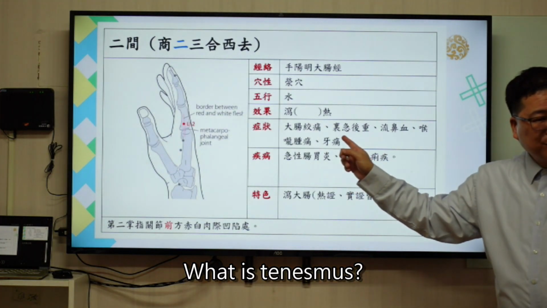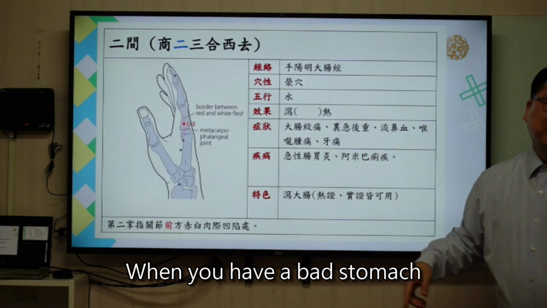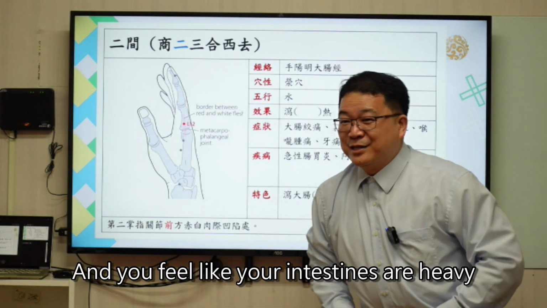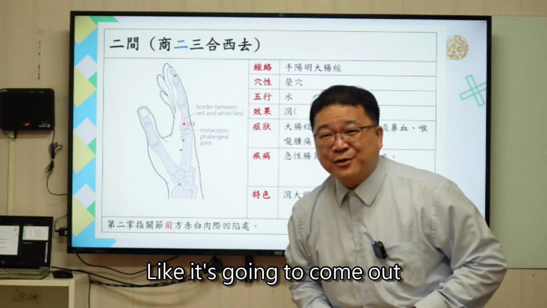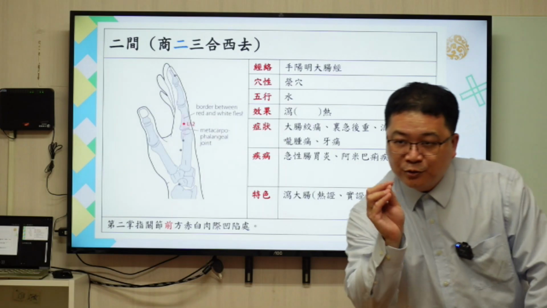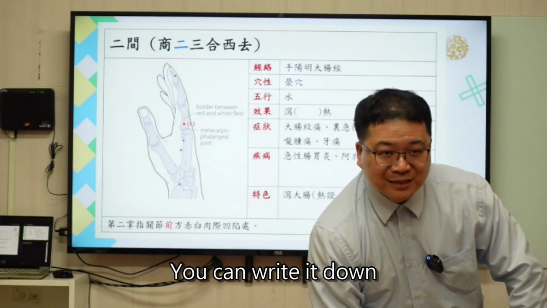What is tenesmus? When you have a bad stomach. Oh, hurry up. Who is in the toilet? Hurry up. Because you are desperate, right? And you feel like your intestines are heavy, like it's going to come out. That is called tenesmus. This is a more professional traditional Chinese medicine term.